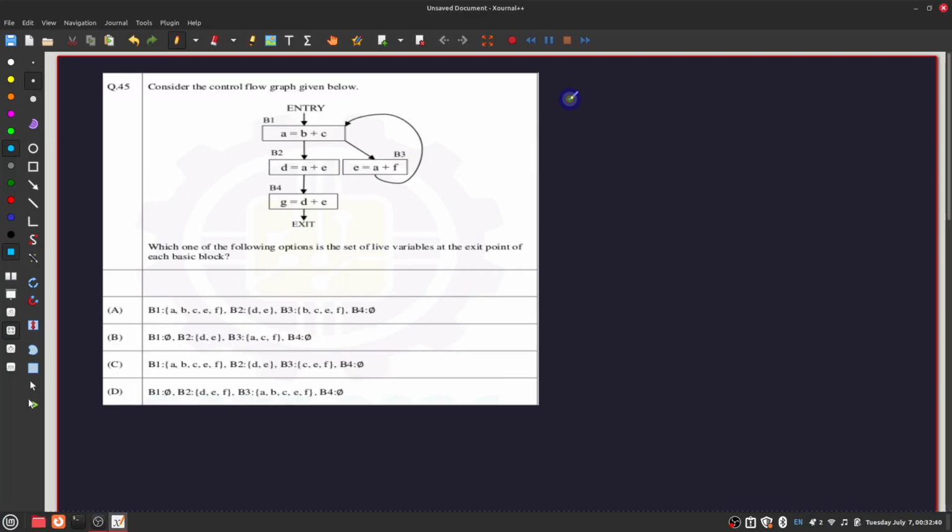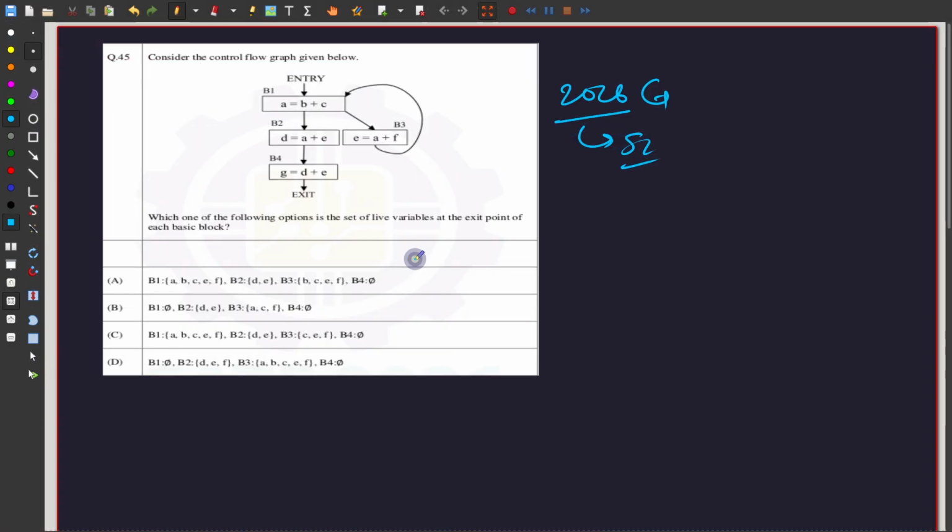Alright, I'm back. So let's continue with the liveness analysis stuff. This is from GATE 2026, in fact from session 2, the paper that I wrote, where I did not know how to attempt this question at all. So let's smash that, whatever happened back then, and make this better for us now.